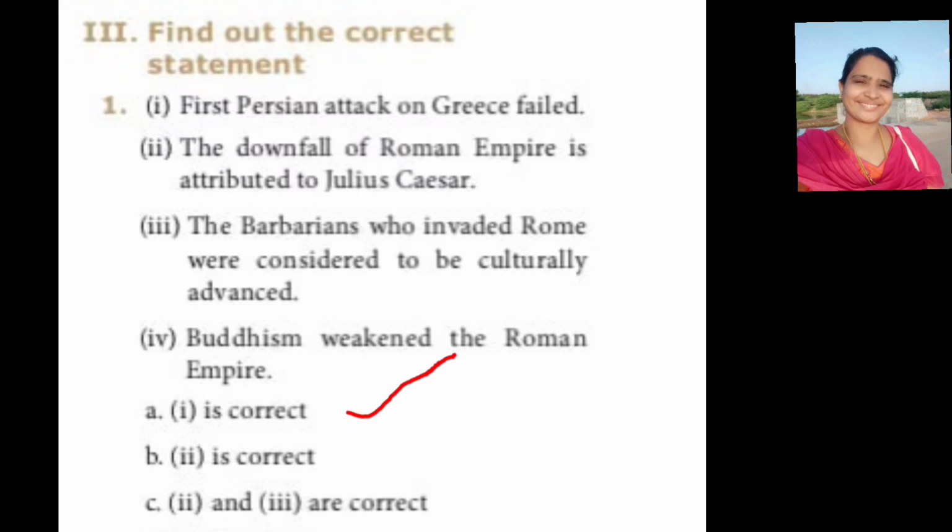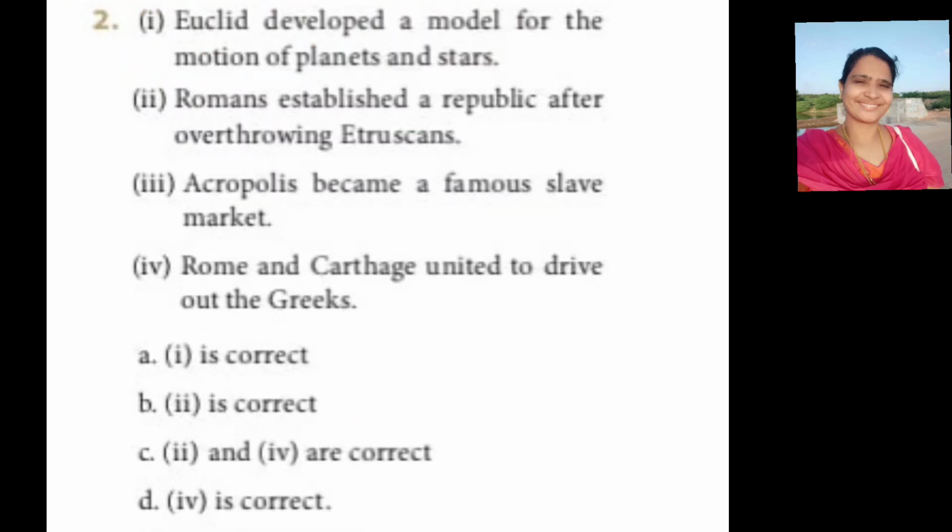First Persian attack on Greece failed. Second one, Eleusis developed a model for the motion of planets and stars. Second one, Romans established a republic after overthrowing Etruscans. Third one, Acropolis became a famous slave market. Fourth one, Roman and Carthage united to drive out the Greeks. So which one is right? Option A means one is right. Option B, second one is right. Option C, second and fourth are right. Option D, fourth is right. I think fourth is right. Roman and Carthage united to drive out Greeks.